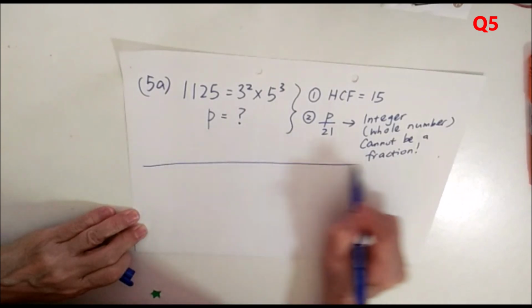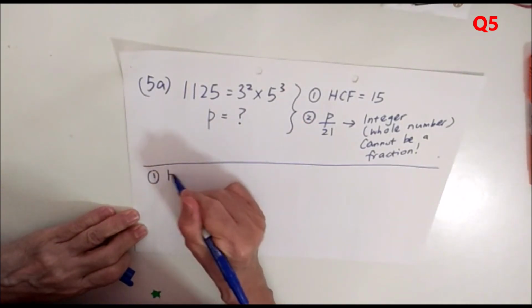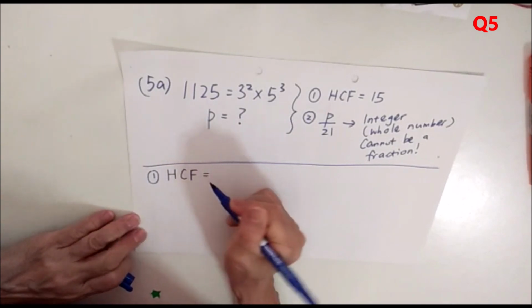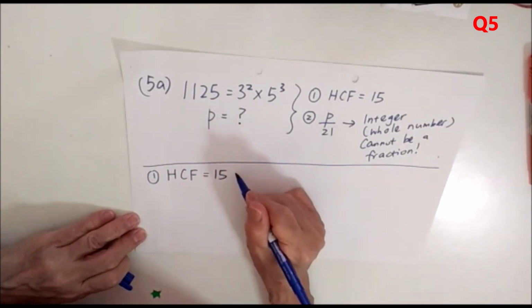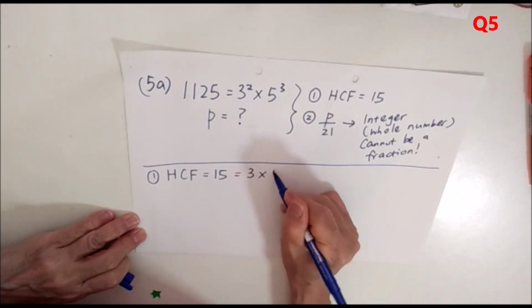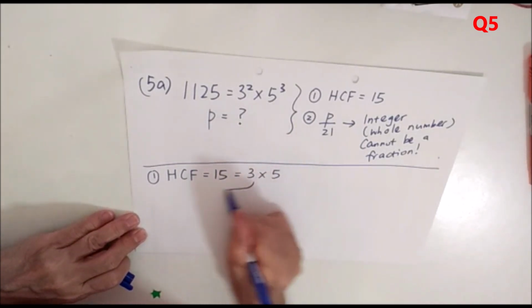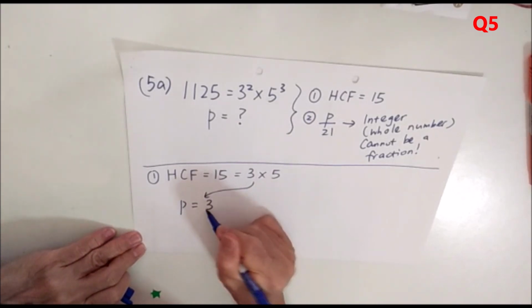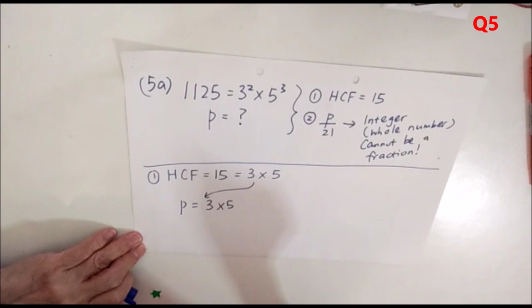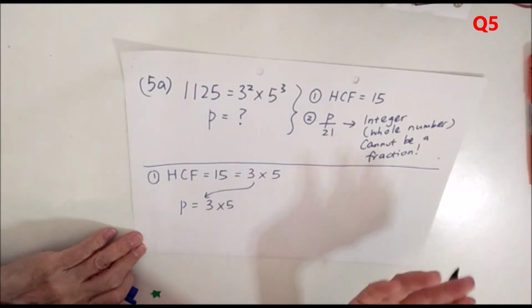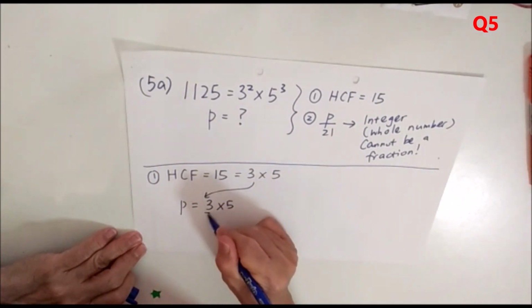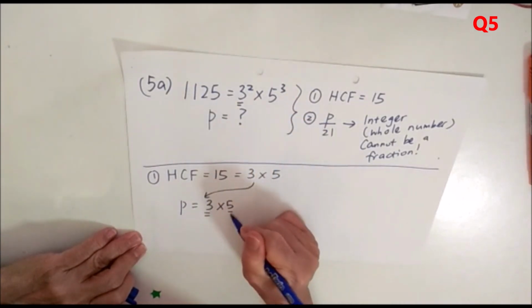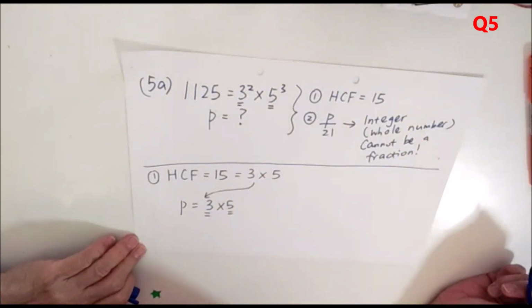Okay, let's start to look at the first condition. Highest common factor is 15, which is the same as 3 times 5. That means that your p must be at least 3 times 5. Otherwise, it will not be the highest common factor. So there's a 3 here, there's a 5 here, and these are common factors. So the next thing you have to check is your second condition.